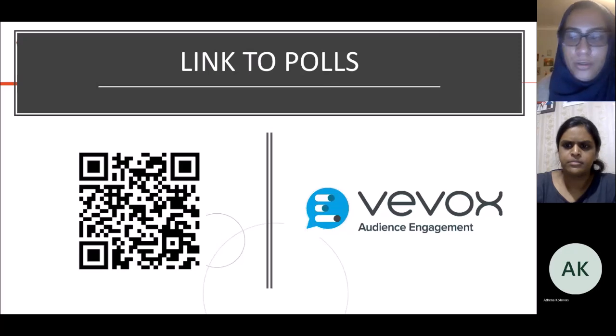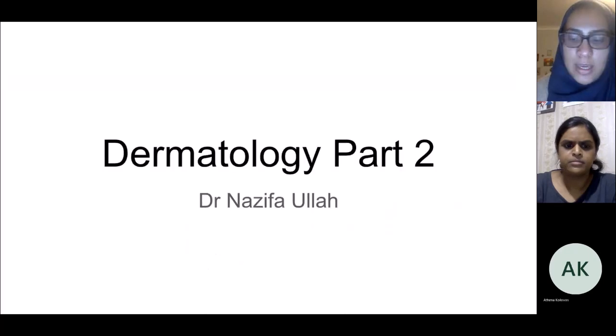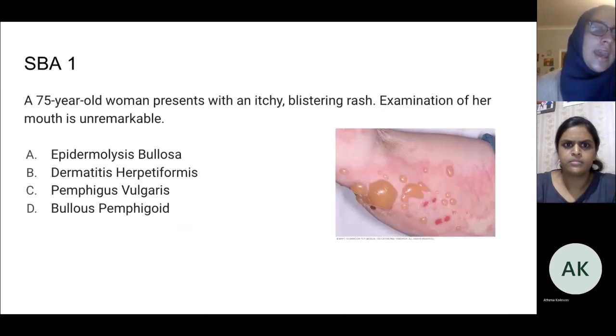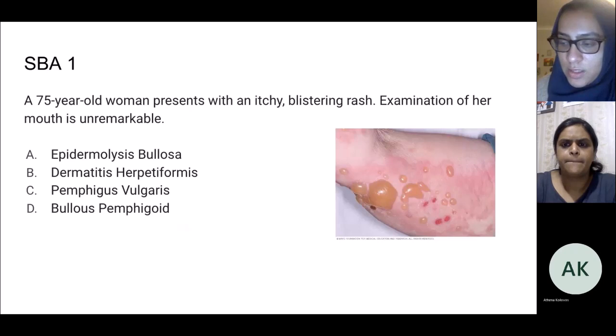So without further ado, let's get started on the first SBA. A 75-year-old woman presents with an itchy, blistering rash. Examination of her mouth is unremarkable. What do you think the skin condition is? So I'll give you guys about 30 seconds to answer this question.